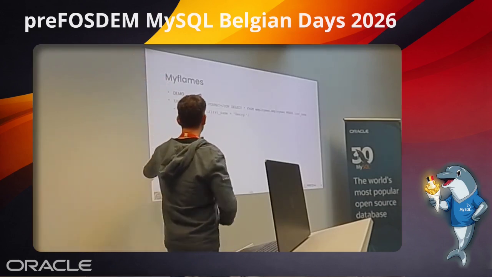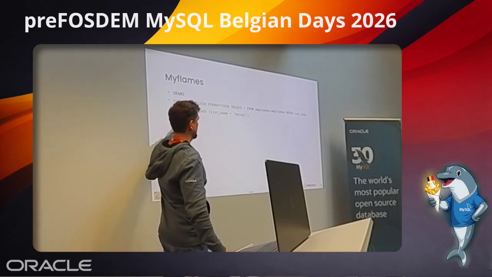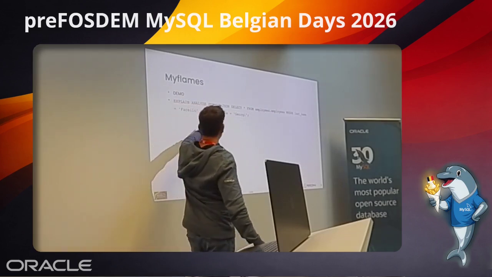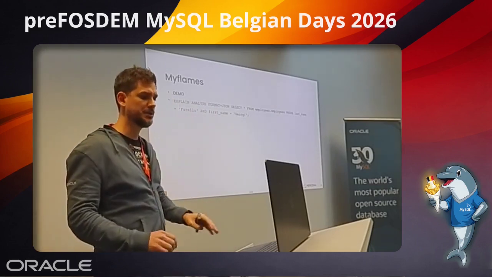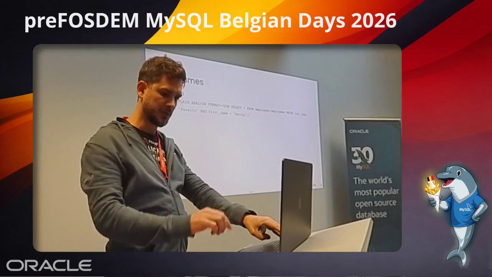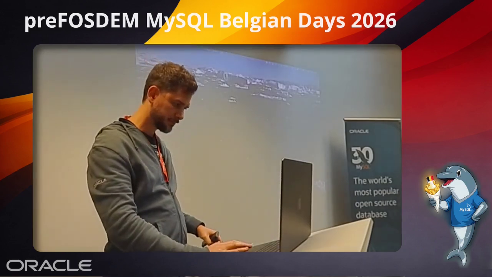This is a demo. So this is the EXPLAIN ANALYZE. It's a simple query, a select with two predicates doing an equality match. Let me see if I can show it quickly here.